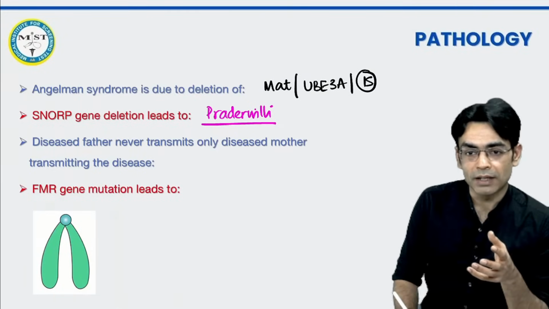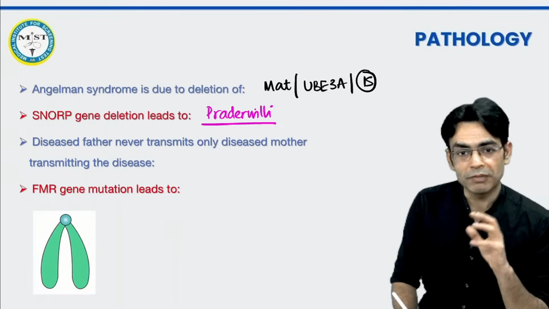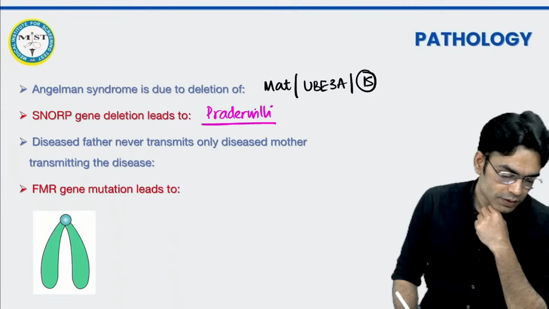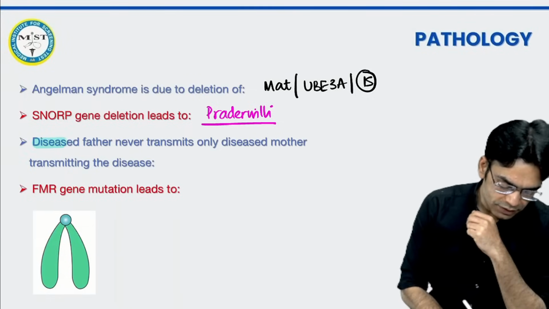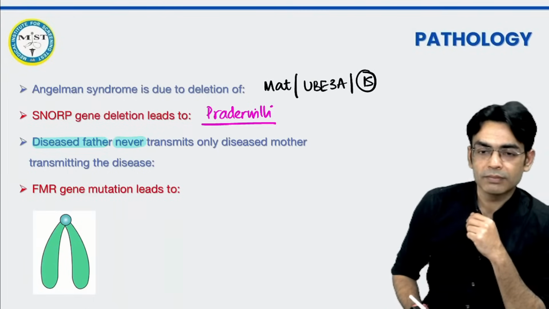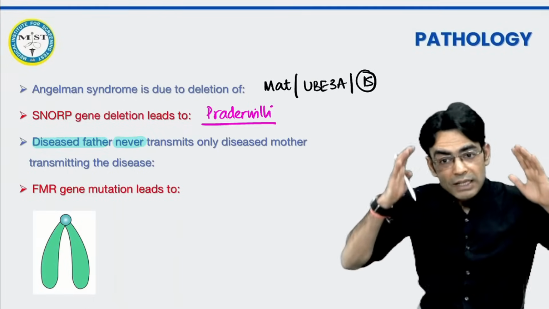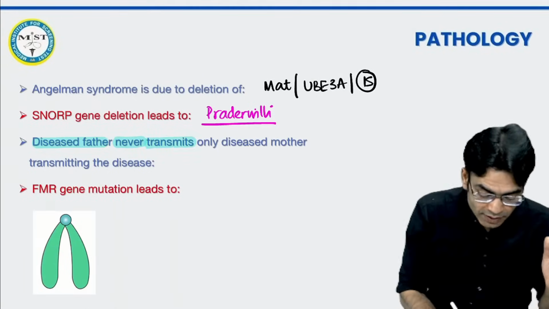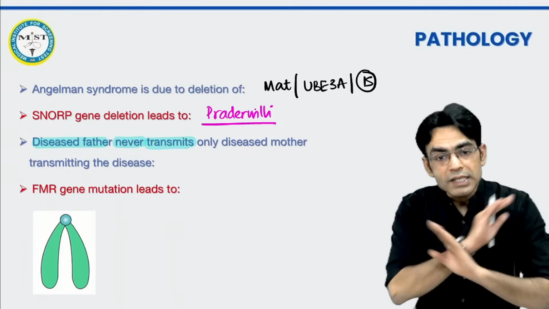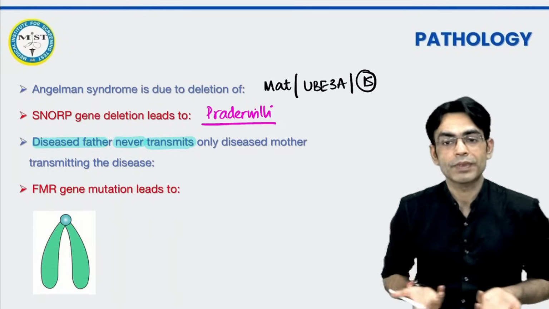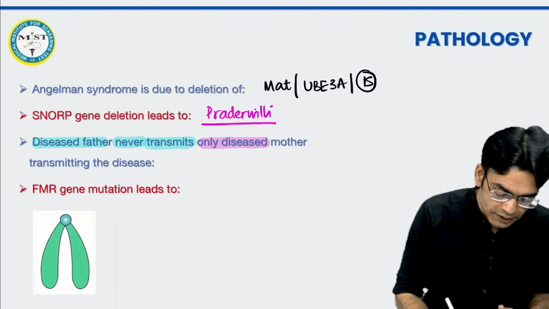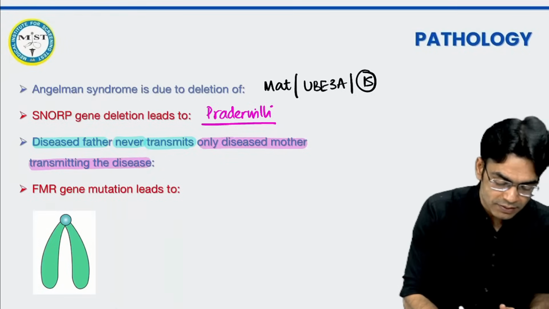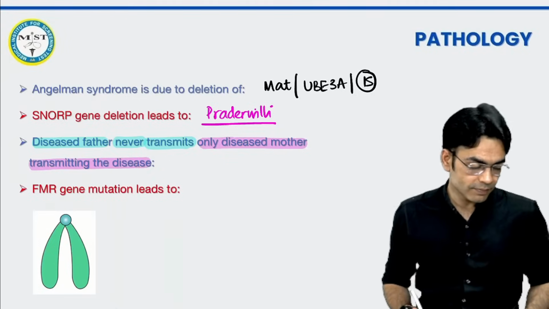ये पैटर्नल है, P for Prader-Willi, P for पैटर्नल। चलो नाइस, आगे बताओ। Disease, father never transmits. Even if a father is diseased, the father is not transmitting. Only the diseased mother is transmitting the disease. What is this pattern? कौन transmit कर रहा है? Only the diseased mother is transmitting the disease. Then what is it?